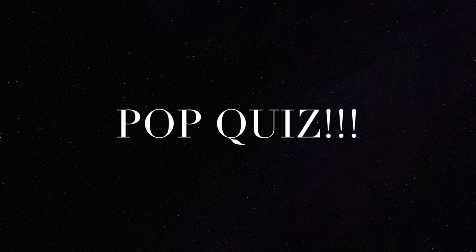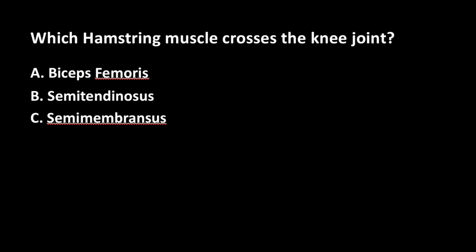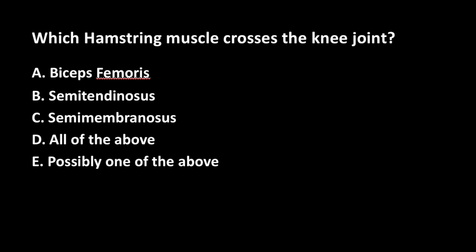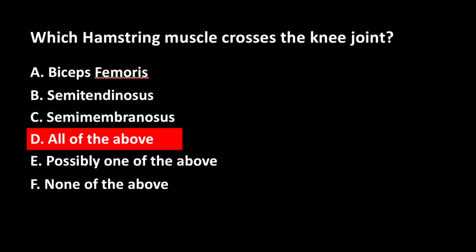Okay, have you been paying attention? It's time for a pop quiz. Which hamstring muscle crosses the knee joint? A. Biceps femoris, B. Semitendinosus, C. Semimembranosus, D. All of the above, E. Possibly one of them, F. None of the above. You guessed it, it's D, all of the above.